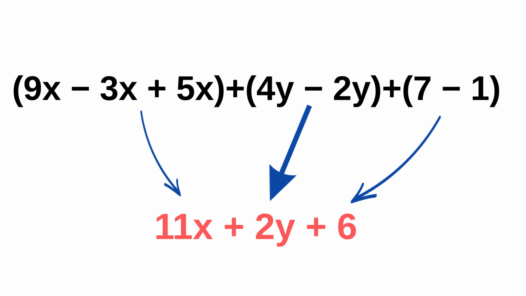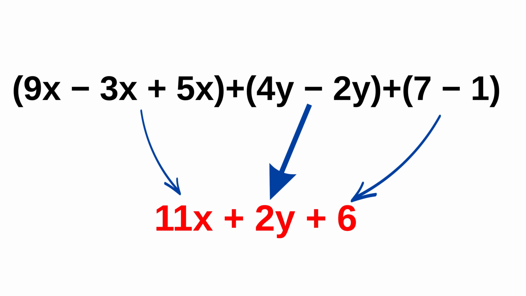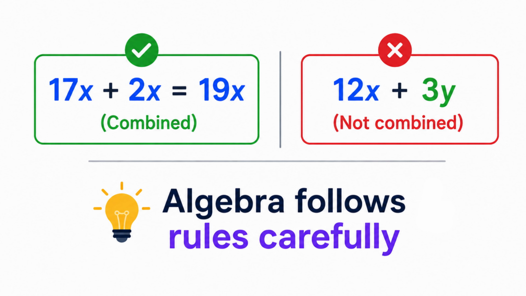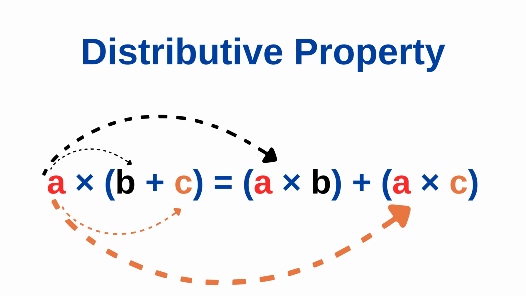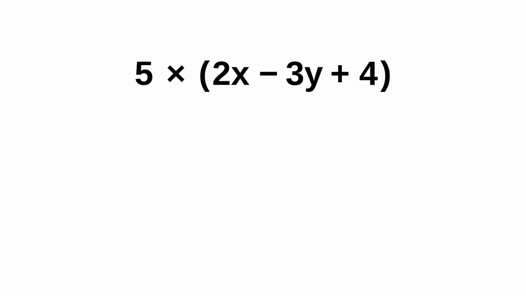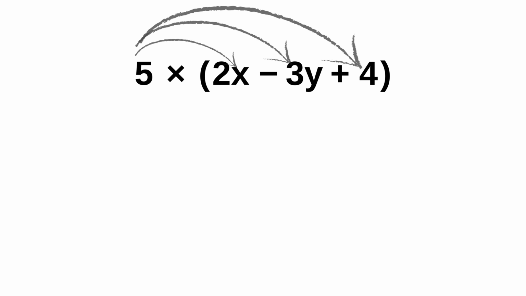Notice that only terms with identical variables can combine. Algebra follows structure very strictly. The distributive property allows us to expand expressions efficiently. Consider 5 into the group 2x minus 3y plus 4. The number outside the bracket multiplies every term inside.